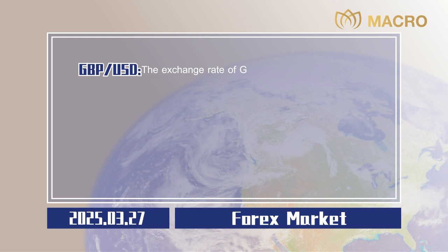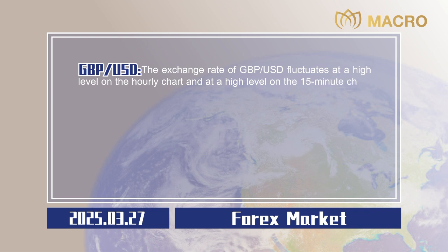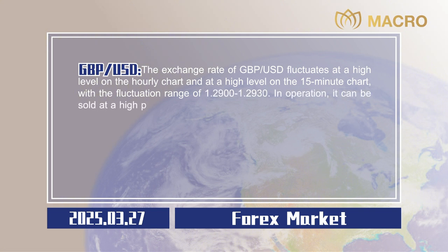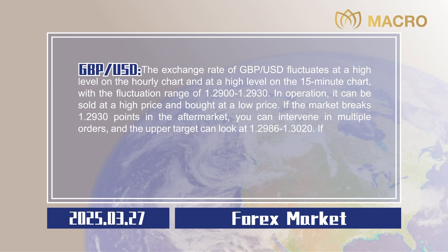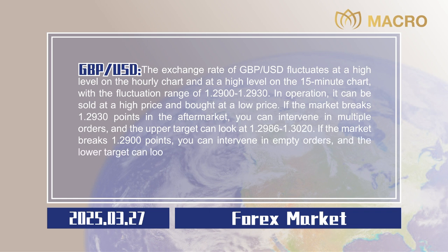Pound sterling to US dollar. The exchange rate of pound sterling to US dollar fluctuates at a high level on the hourly chart and at a high level on the 15-minute chart, with a fluctuation range of 1.2900 to 1.2930. In operation, it can be sold at a high price and bought at a low price. If the market breaks 1.2930 points in the aftermarket, you can intervene in multiple orders, and the upper target can look at 1.2986 to 1.3020. If the market breaks 1.2900 points, you can intervene in empty orders, and the lower target can look at 1.2870 to 1.2810. Stop losses are all 20 points, 0.0020.